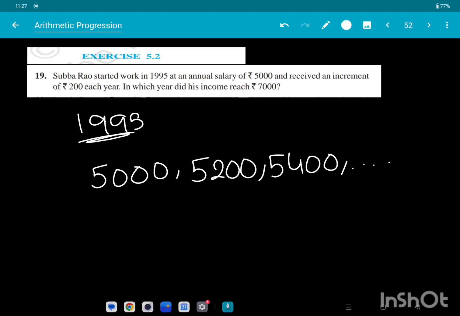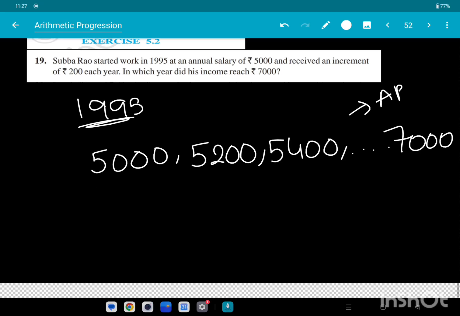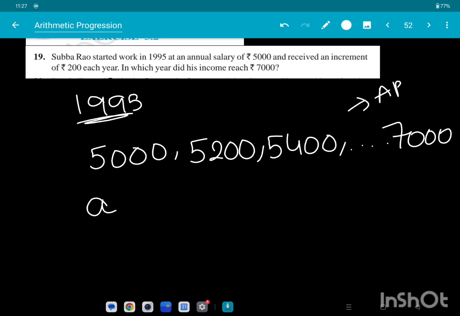It was asked in which year he got 7,000, which means the last term will be 7,000. First we need to check if it is an AP or not. Yes, it is an AP because the common difference is 200, since we are only adding 200 to the previous term. We need to find which term is 7,000. Then if I add that term number to 1995, I will get the year.